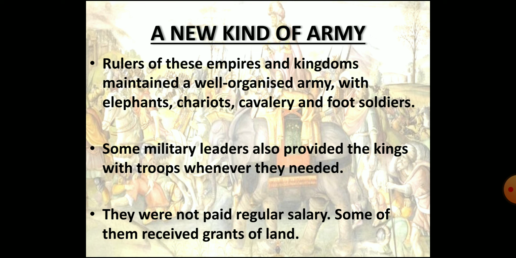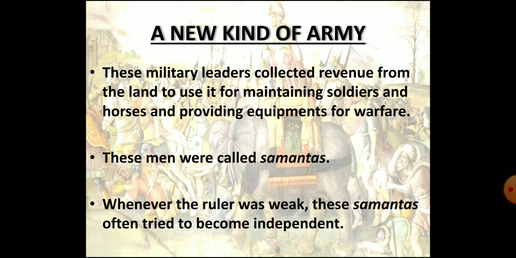Rather, such military leaders were given grants of lands by the kings. The military leaders collected a revenue from the land grants. Further, the revenue was used to maintain their troops, for example, to maintain soldiers and horses, and to provide equipments required for warfare. So, such military leaders who received grants of lands were known as Samantas. There are evidences, children, that whenever these Samantas found the ruler weak or less powerful, they tried to become independent ruler.